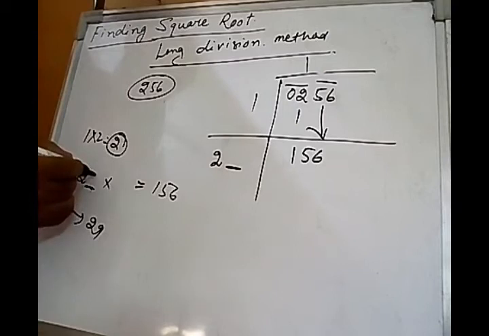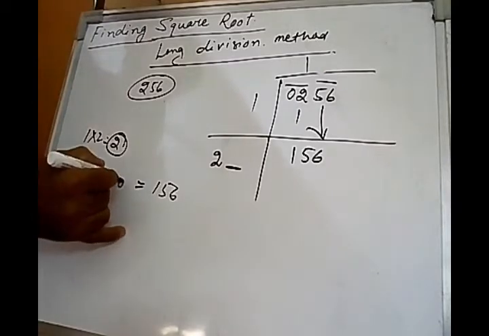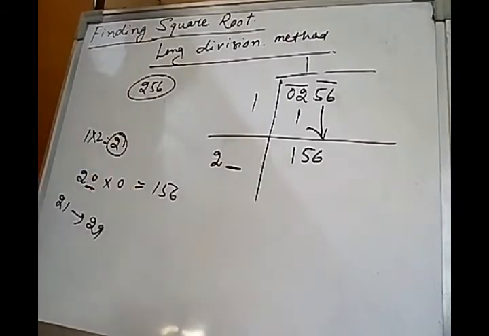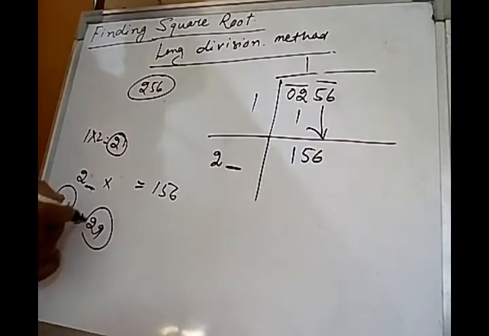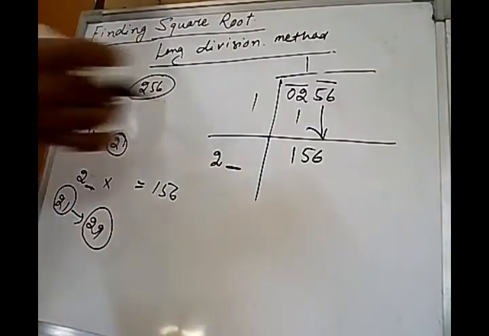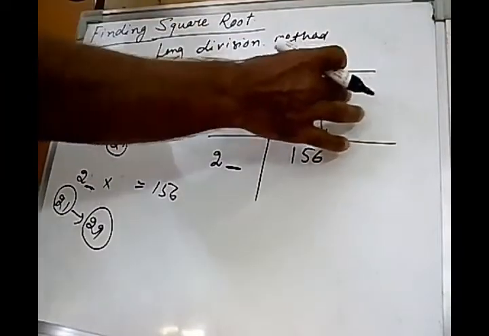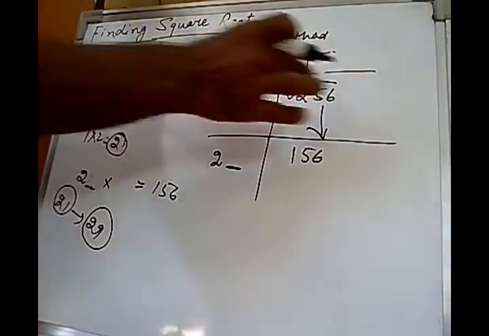If this one will be 0, then what will happen? 20 zeros are 0. I will not get 56. So here it may be 1, it may be 2, it may be 3. So here it may be 21 to 29. So this is my last step. Afterwards no remainder is there or no digit is there.